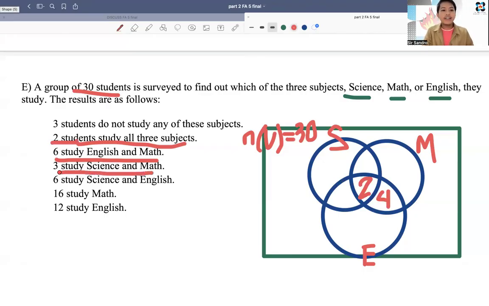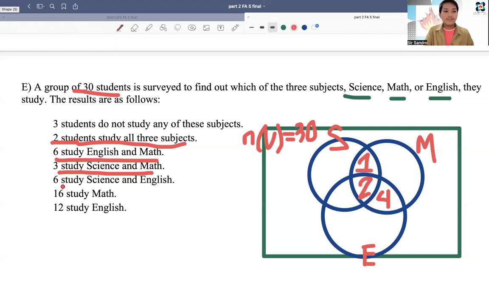We have 3 study science and math. Where's the science and math here? Science and math is an intersection. So we already have 2. So how many are science and math only? That is 1. Okay? Can you follow?